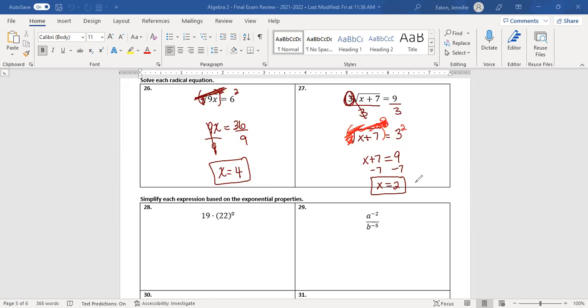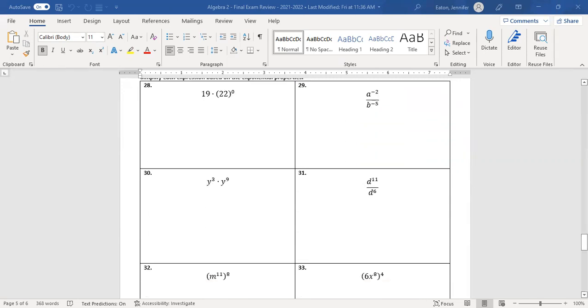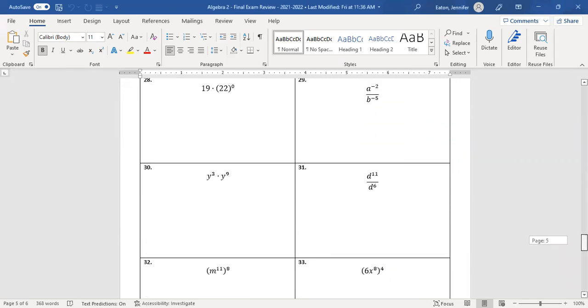I want to see if I can get them all to fit on the same screen. So if you need to pause this video now, go ahead and pause the video. And I'm clearing it out and scrolling on so we can see our exponential properties. Get as high as I can. There we go. Okay, so these next 6 problems are exponential properties, just a variety of them.